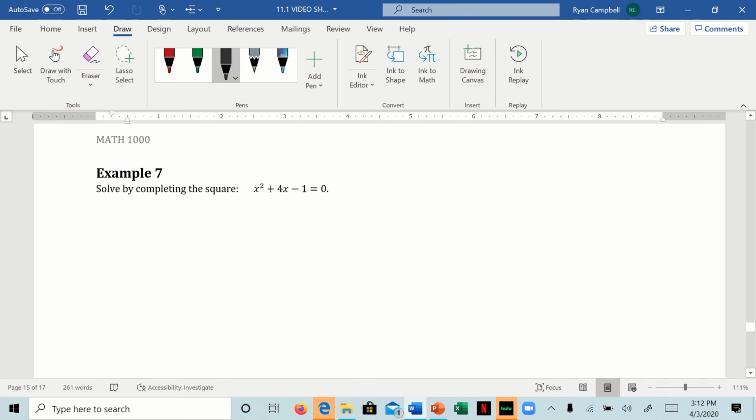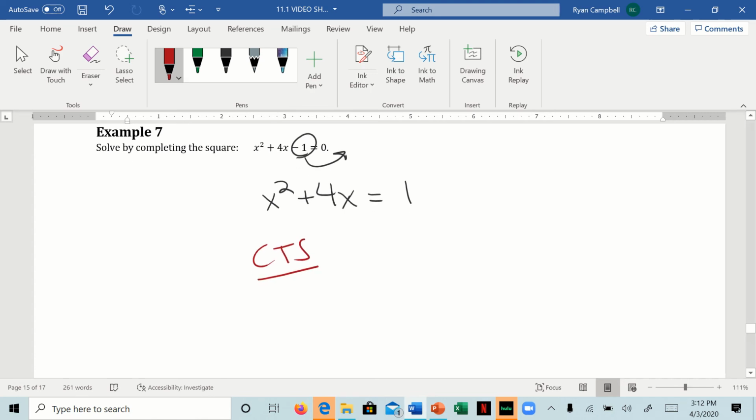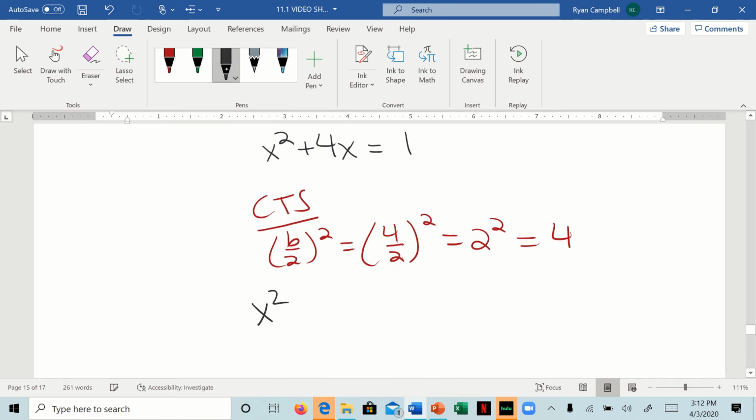Let's try another one. So step 1, get your number off to the side. So we get x squared plus 4x equals positive 1. Step 2, complete the square. So it's b divided by 2 squared. So we see that that's 4 divided by 2 squared. 4 divided by 2 is 2. 2 squared is 4. So we want to add 4 to both sides of this equation.